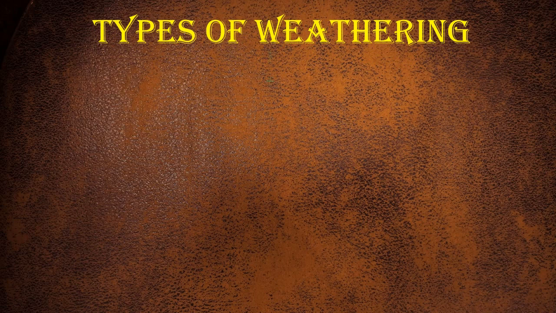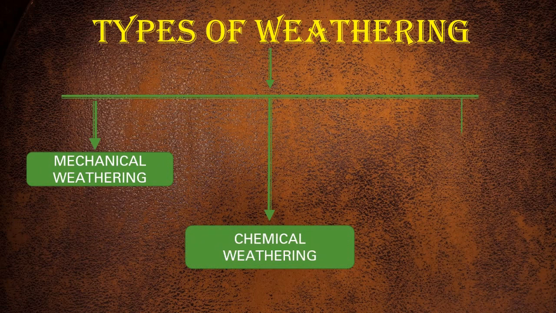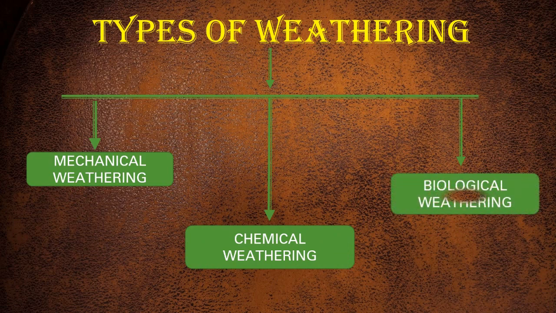Then we have studied that weathering can be of three types such as mechanical weathering, chemical weathering, and the last one, biological weathering.